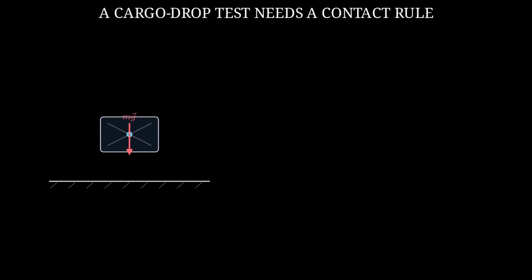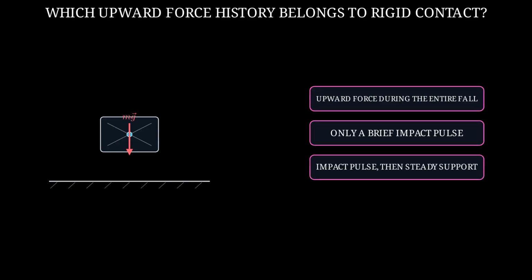A robotic cargo lander has released a 2-kilogram instrument crate above a rigid test pad. Gravity pulls the crate downward, while empty space provides no upward support. Our simulator must decide what changes when the crate reaches the pad. Which upward force history belongs to a rigid contact model?